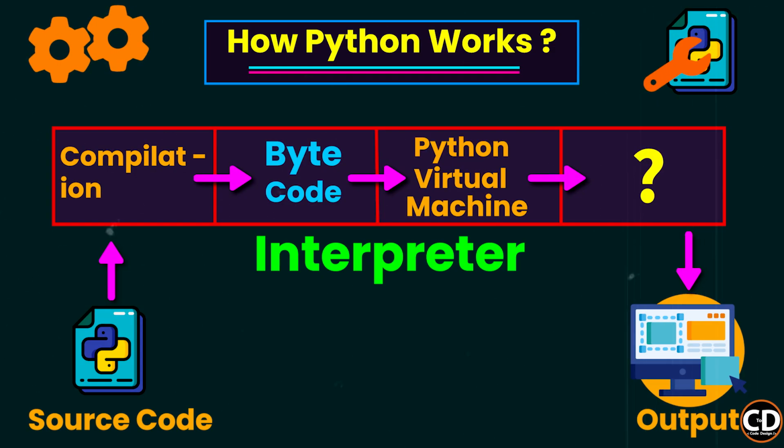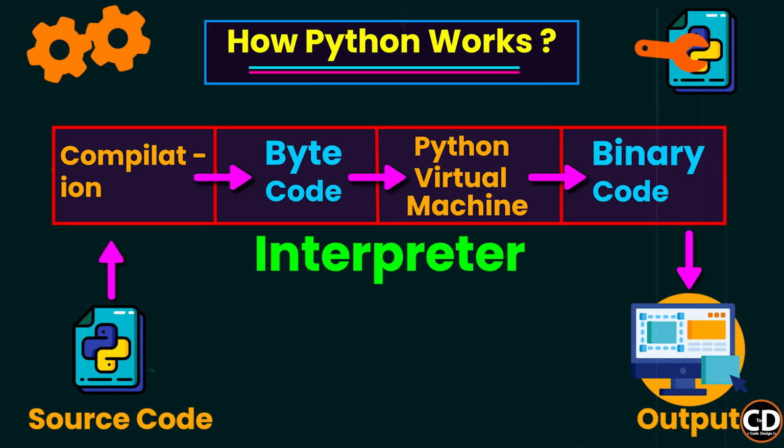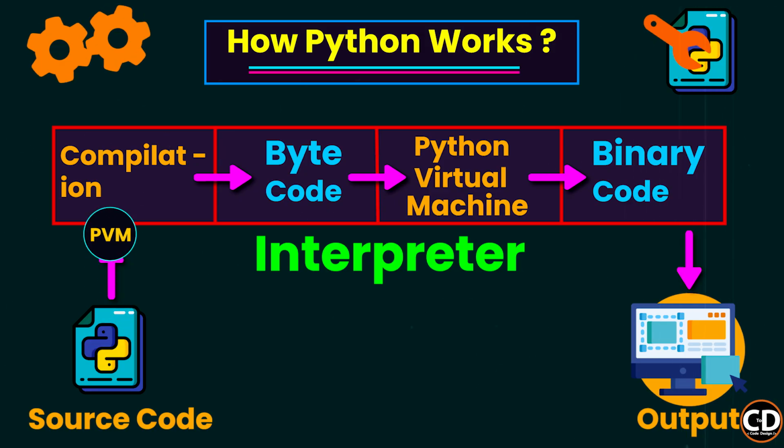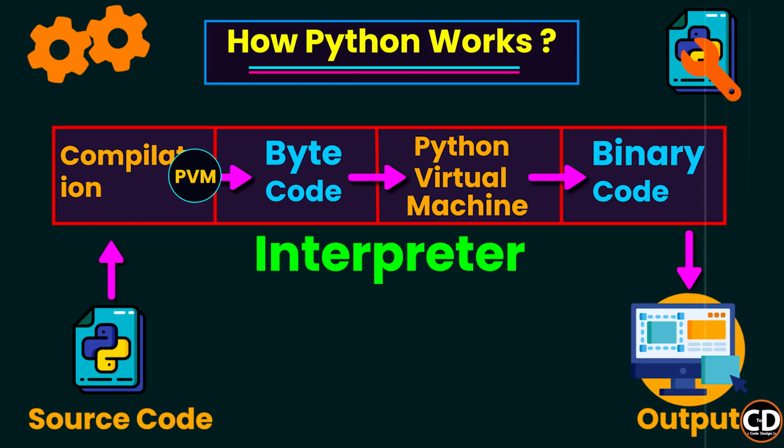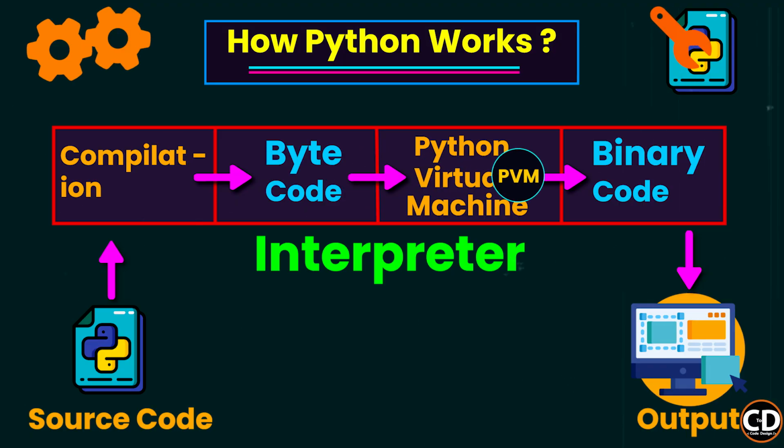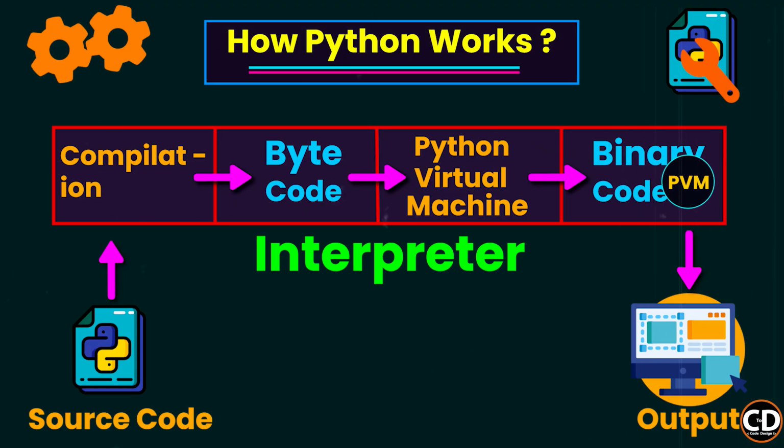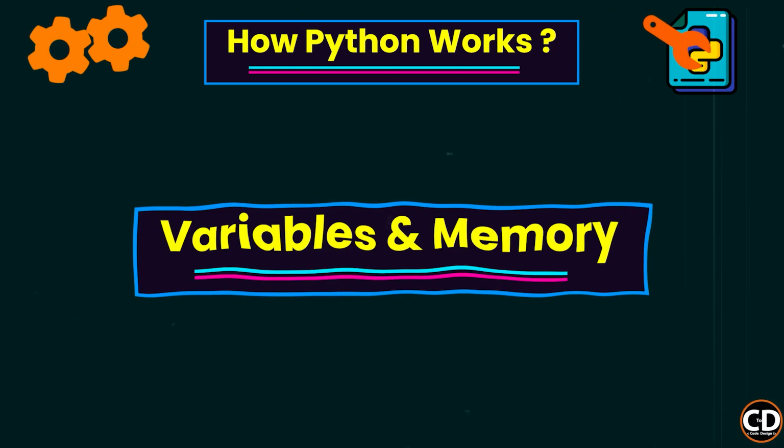Next, the Python virtual machine, or PVM, comes into play. The PVM reads the bytecode and executes it. It translates the bytecode into machine code, a set of instructions that the operating system and processor can understand. This process is known as interpretation, which is why Python is called an interpreted language.